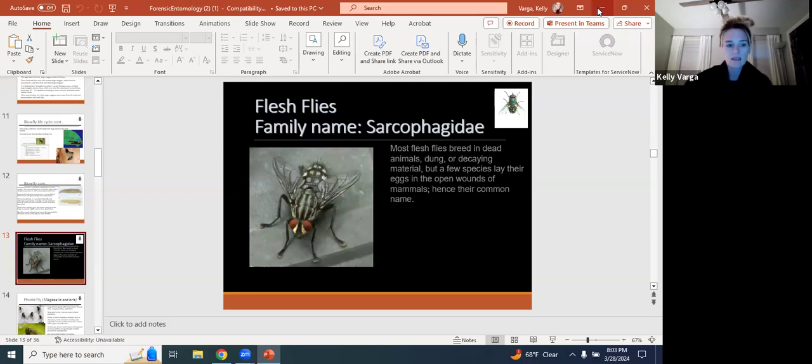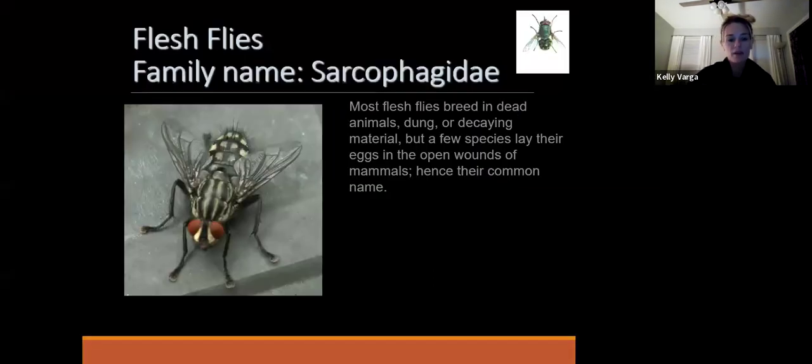So we had left off talking about different invertebrates, specifically under the classification of Diptera and of our beetles. And we had left off on the very adorable little flesh fly here. He's adorable. We love him.